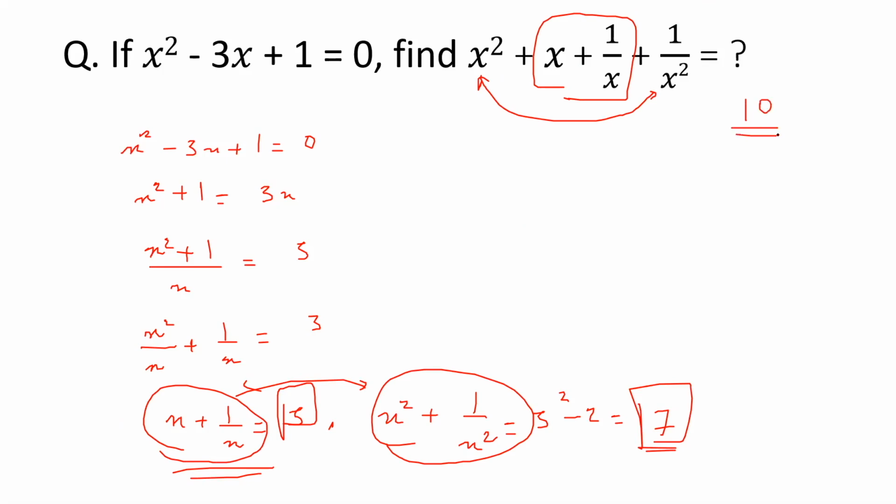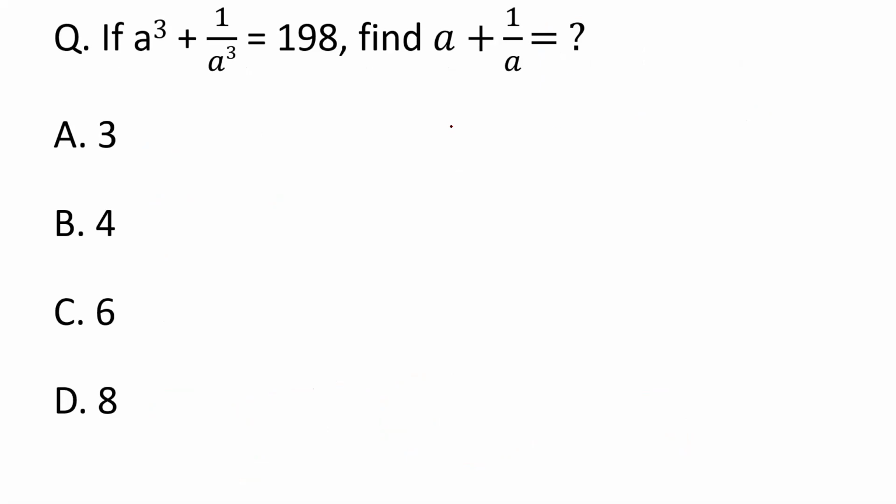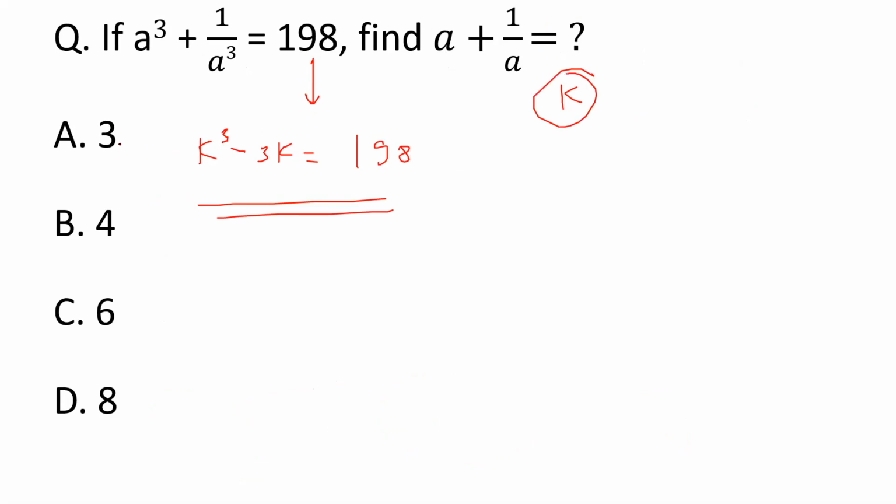As simple as that. Let's look at one last question based on this, guys. Okay, so if a cube plus 1 upon a cube is 198, find the value of a plus 1 upon a. Okay, now we know that if a plus 1 upon a is equal to k, a cube plus 1 upon a cube will be equal to k cube minus 3k equals 198. Okay, so what you can now do is, you have been asked the value of k, from the options just plug in the values of k and check which one gives you 198.